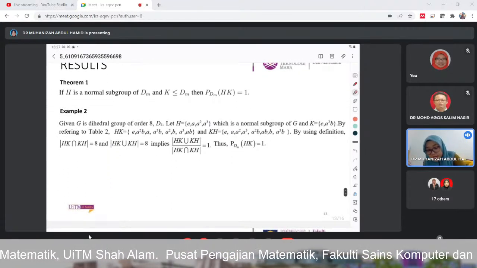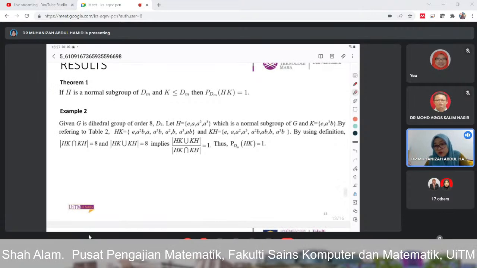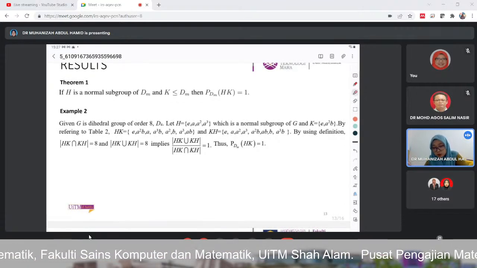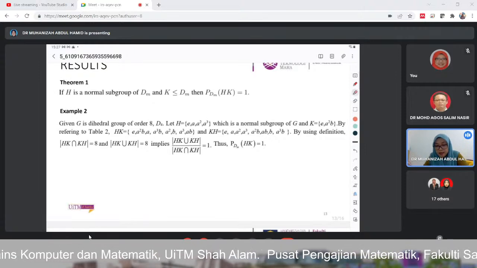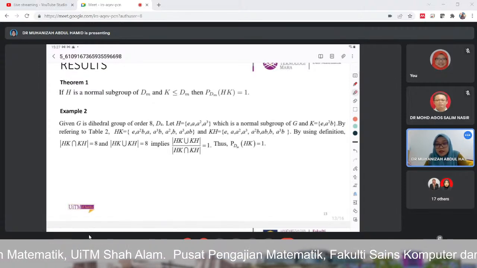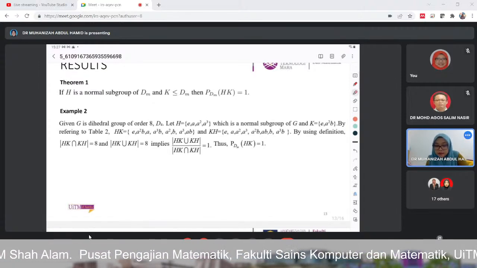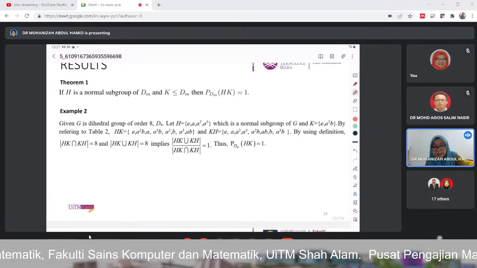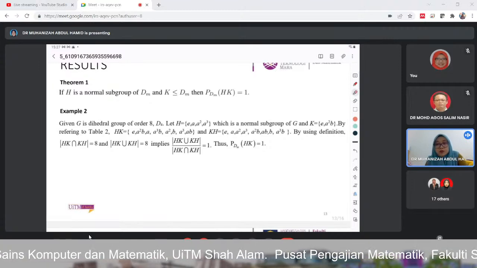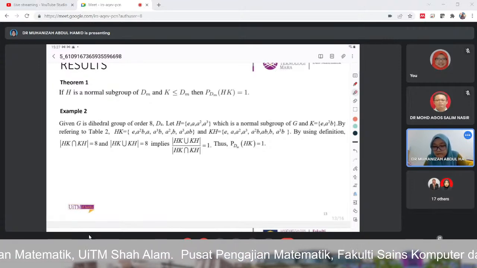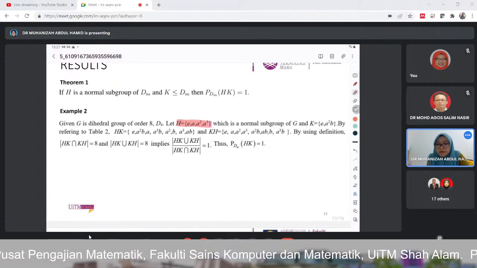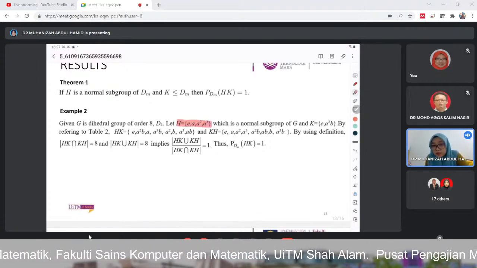Okay, this is theorem number 1. If one of the two subgroups is a normal subgroup, then the probability is equal to 1. So we consider, for example, the dihedral group of order 8. So this one is a normal subgroup.